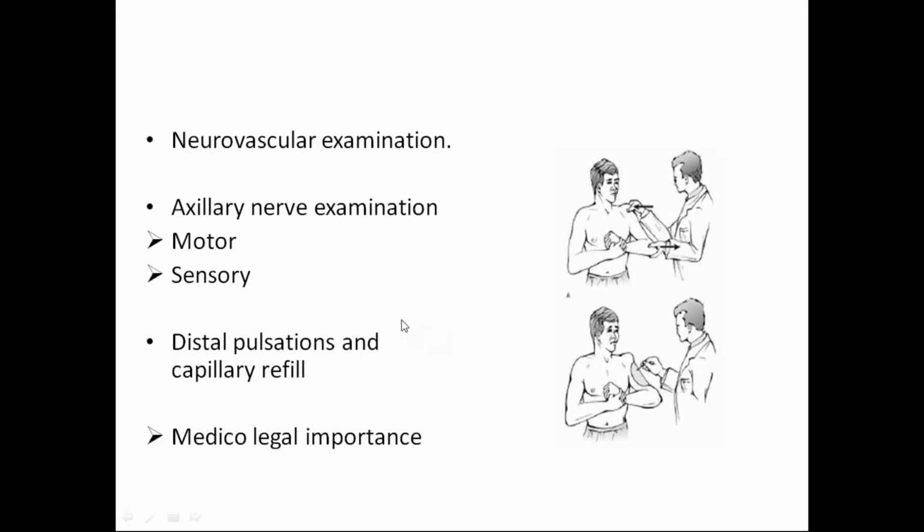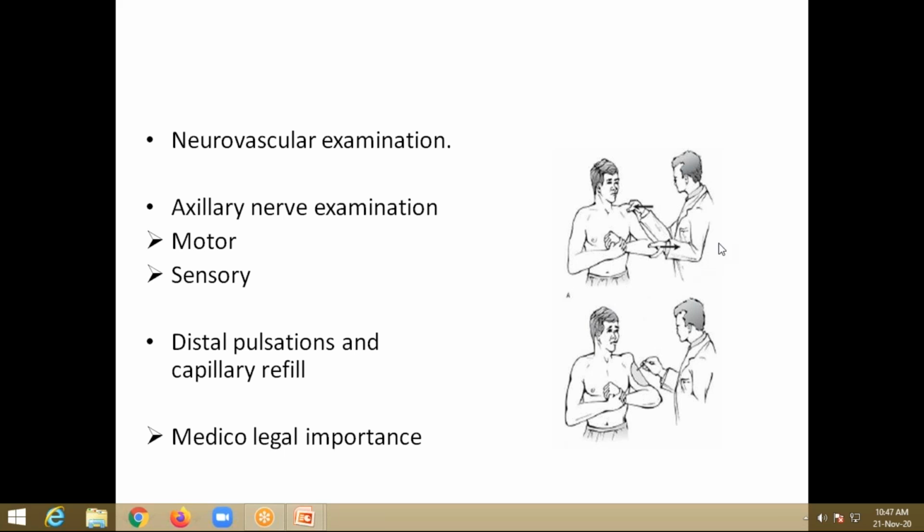So neurovascular examination is very important. The most common involved nerve is the axillary nerve. For that, we have to examine the motor component and sensory component. In this image, the first one shows the examination of the motor component of the axillary nerve.